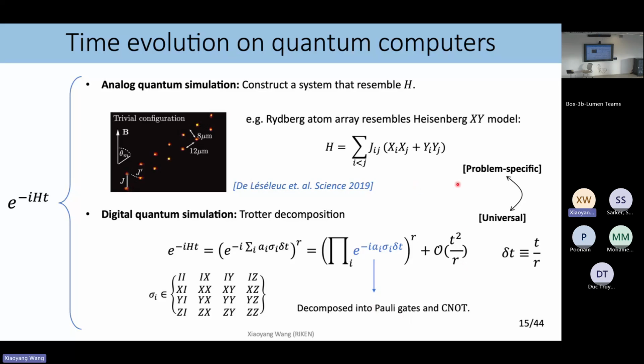The benefit of the analog quantum computer is that it can be more robust to noise, but we have only problem-specific Hamiltonians. And on the digital quantum computer, the degree of freedom of the Hamiltonian is more universal, but it is more sensitive to the noise.